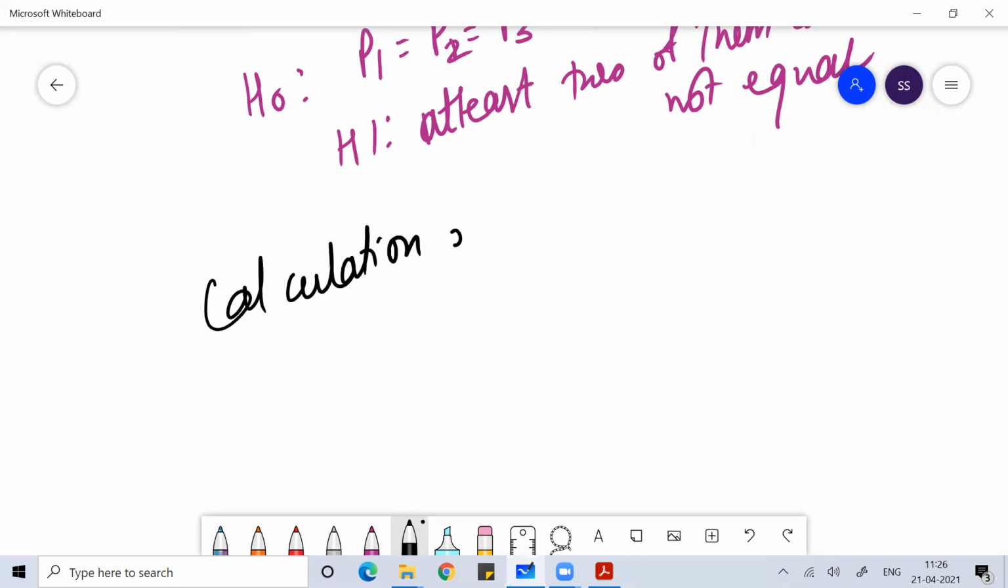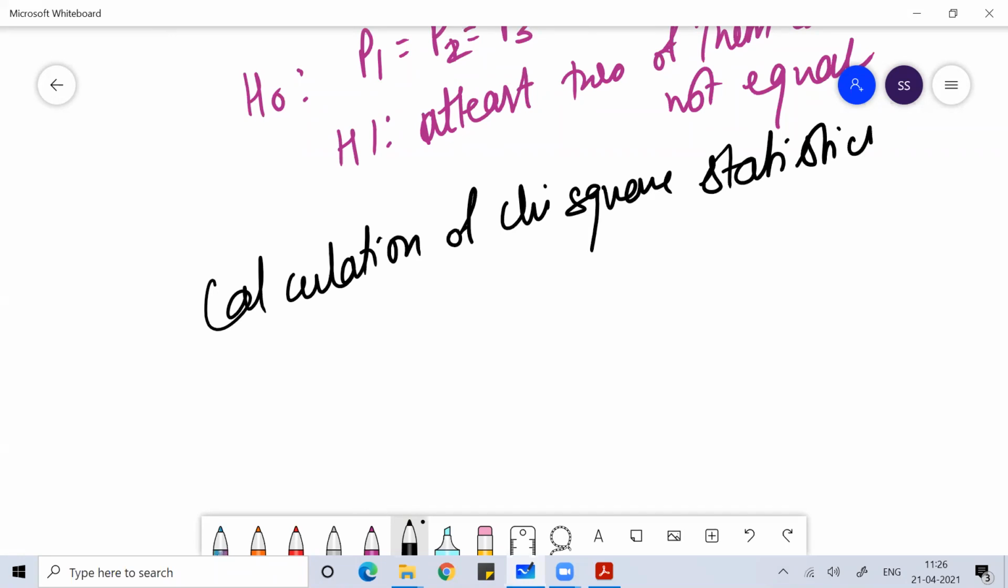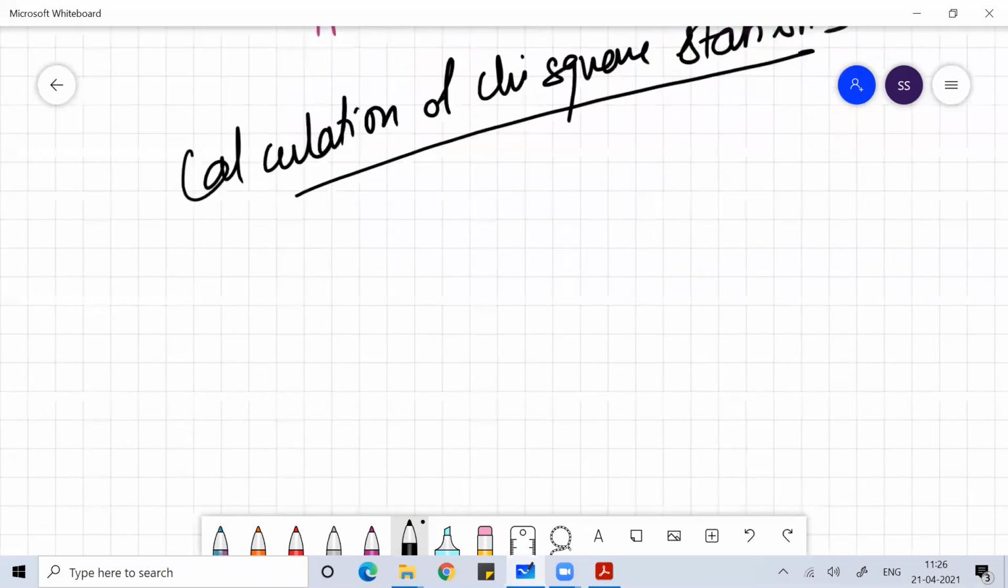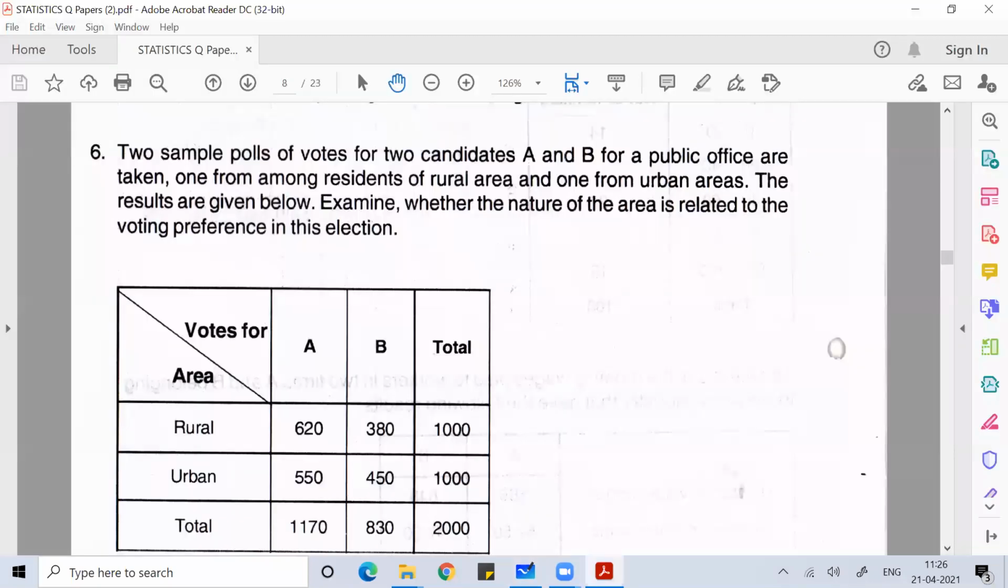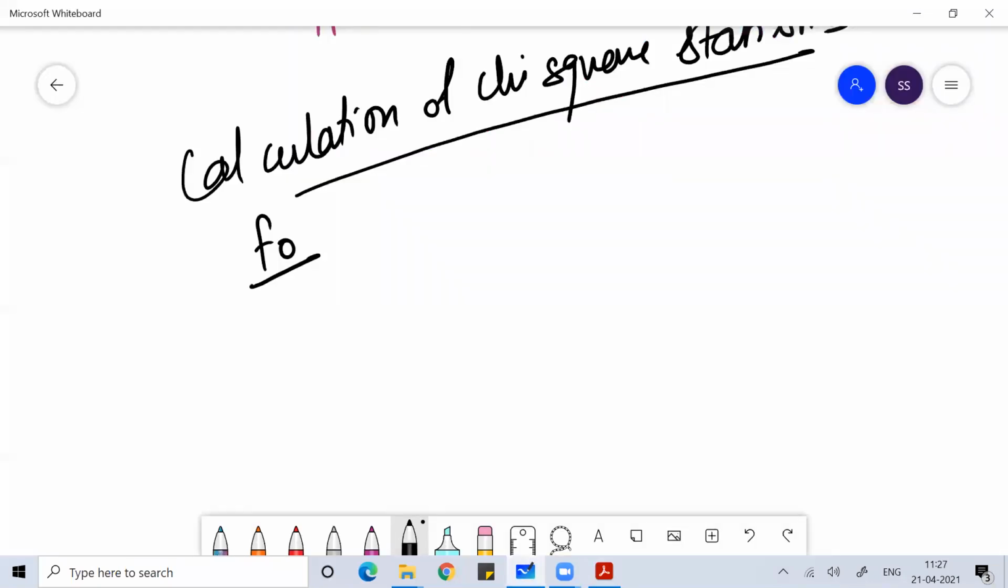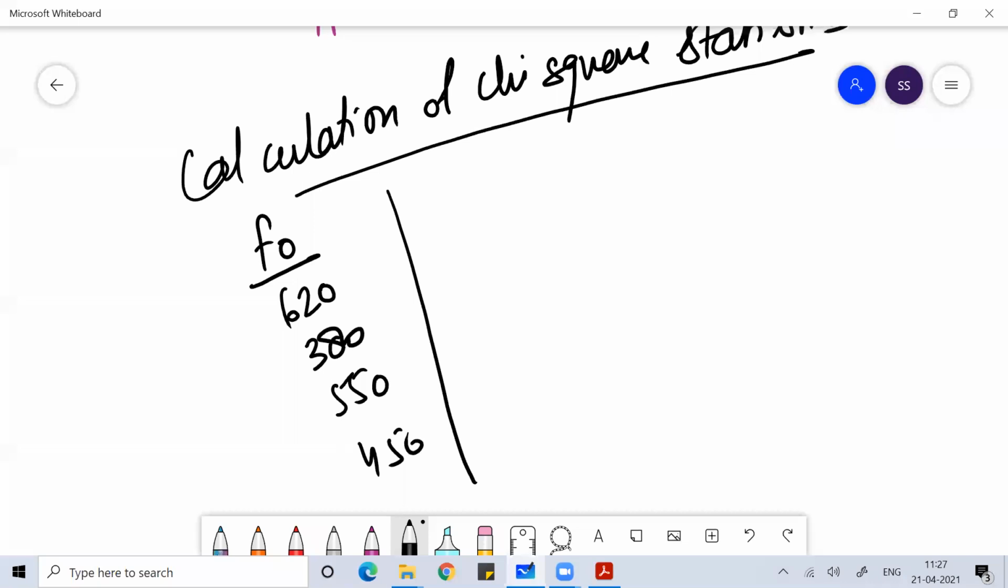We will do the calculation of the chi-square statistic very simply. We write the data that was given as f naught, the observed frequency: 620, 380, then 550, 450. Then we find the expected frequency. How do we get the expected frequency?